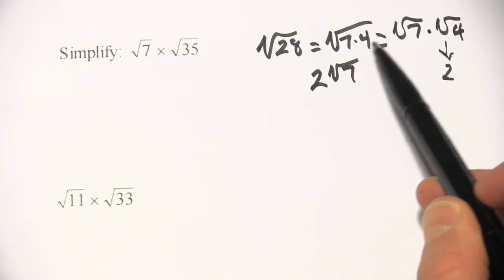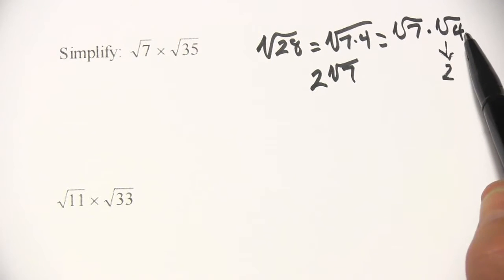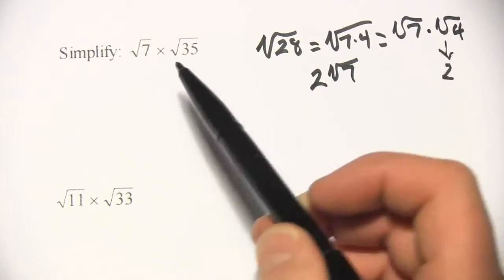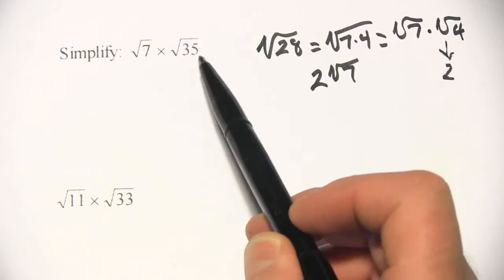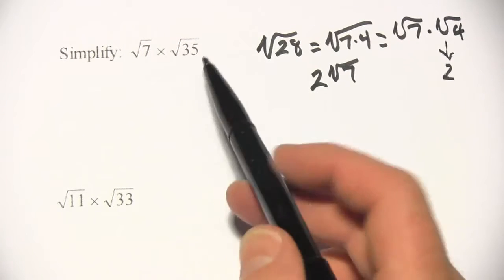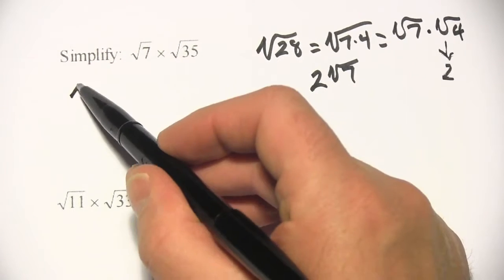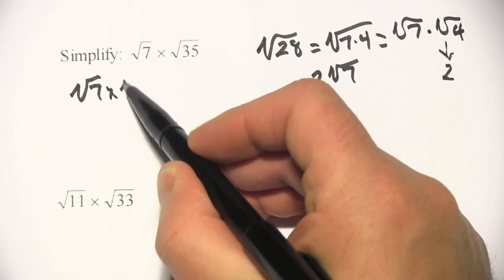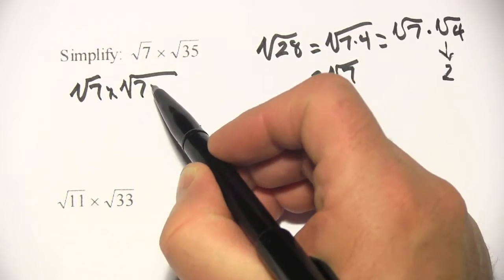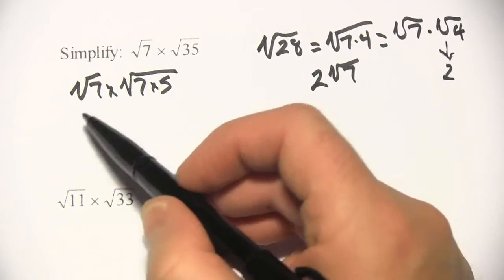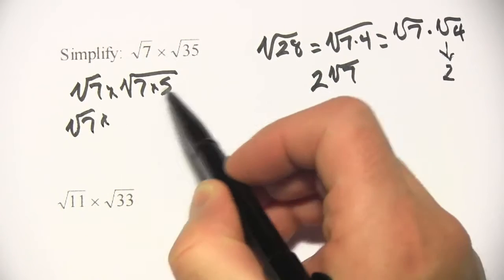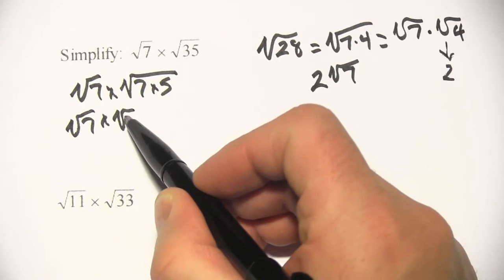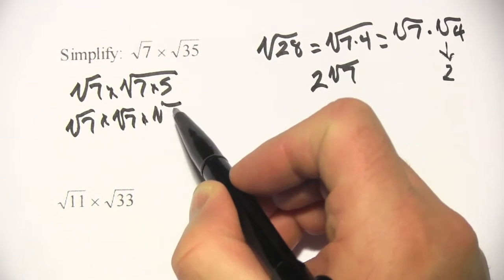So there's this process of factoring and seeing if you can find anything that you can take the square root of. Let's see what we have in this problem. A square root of 7 times the square root of 35. Well, I can factor the square root of 35. The square root of 35 is the square root of 7 times 5. And that means that the square root of 7 times 5 can also be written as the square root of 7 times the square root of 5.